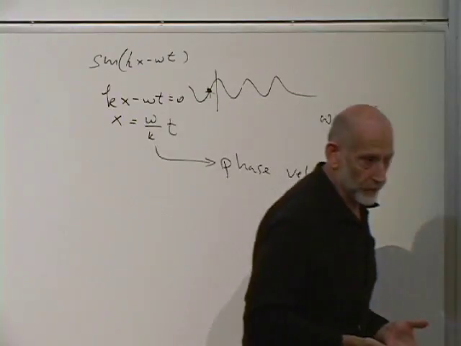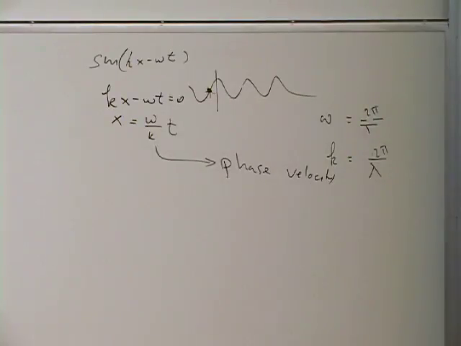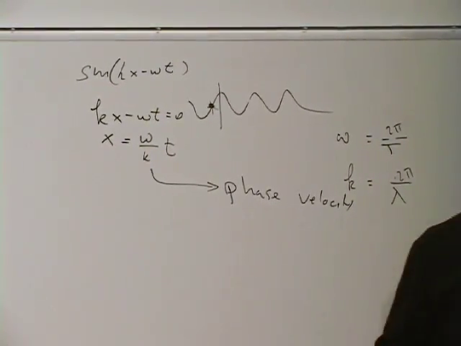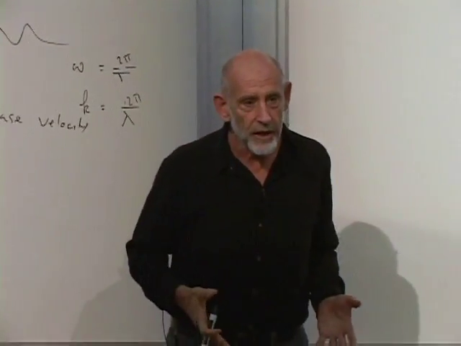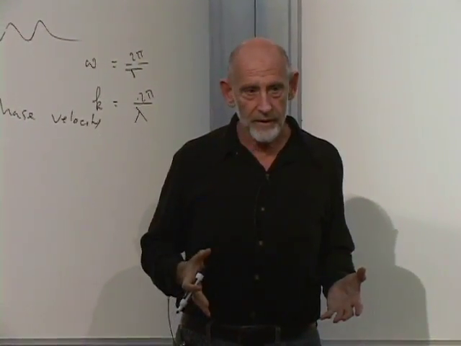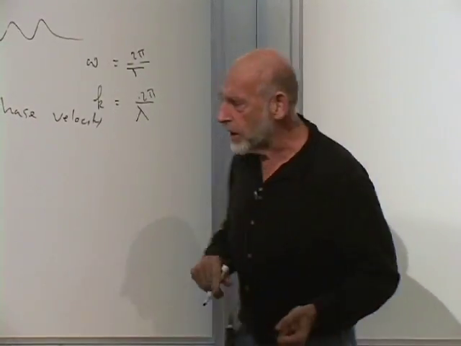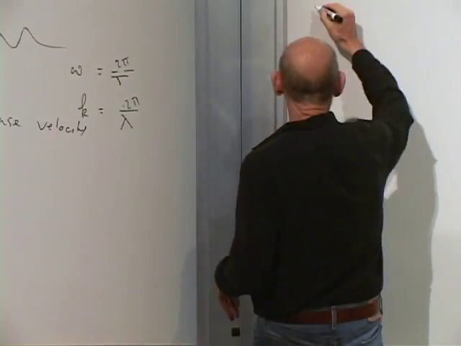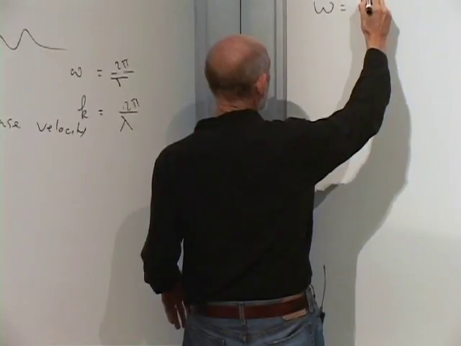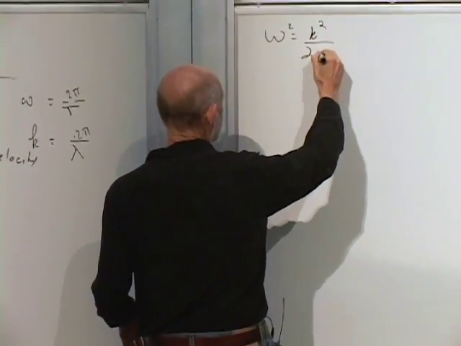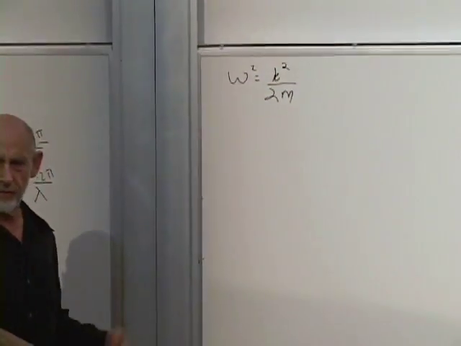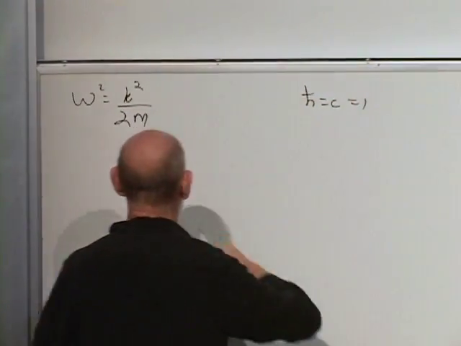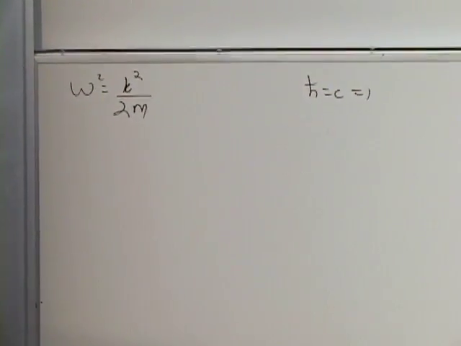Now let's think about Schrodinger waves for a minute. Schrodinger waves have a connection between omega and k. To remember it, all you have to remember is that omega is really secretly energy and k is really secretly momentum. If we set h bar equal to 1, and so using the formula that energy is equal to momentum squared divided by twice the mass, that just becomes omega is equal to k squared divided by 2m. This is, as usual, with h bar equals c equals 1. In fact, there's no c's in this formula, but there are some h bars.